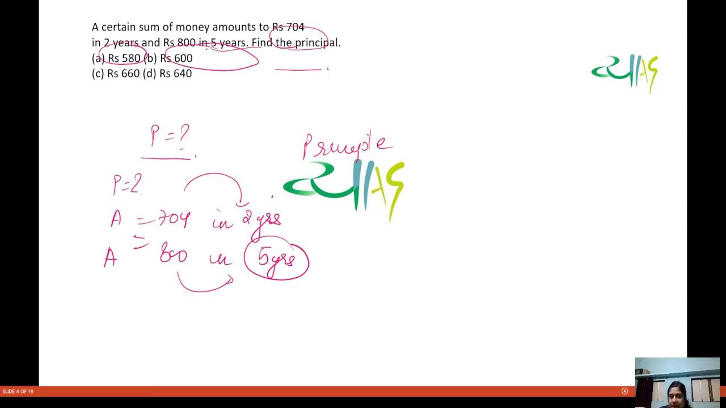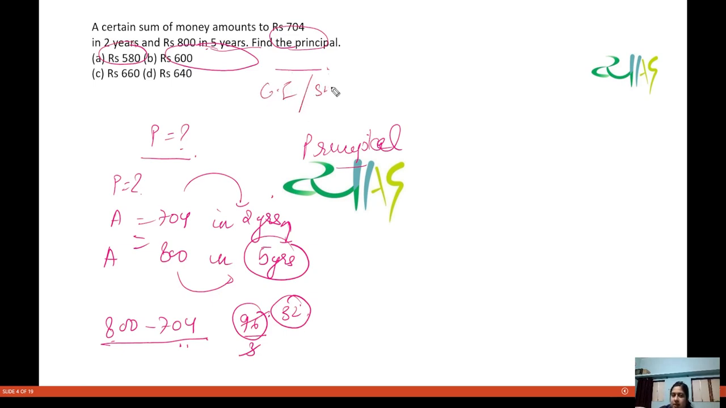There are many methods we can use, but let us find this by one method. Now I am subtracting 704 from 800. So how much am I getting? 96. And this 96 I got in how many years? 3 years. So I got 32 per year now. Because nothing is given about whether it is compounded or simple interest, I will assume this as simple interest. So my simple interest is coming to be 32.